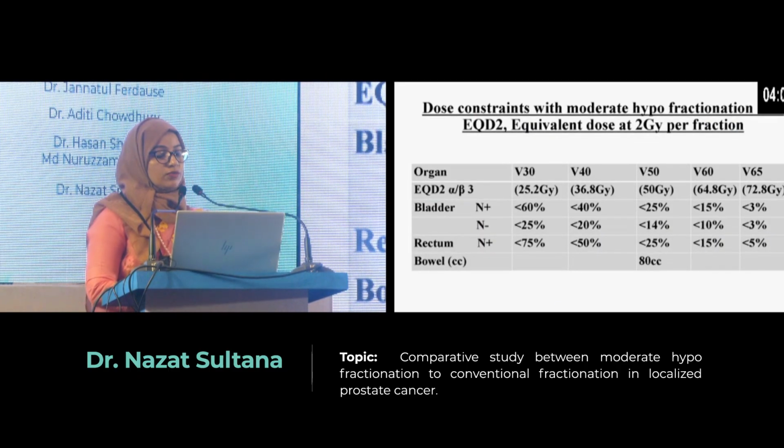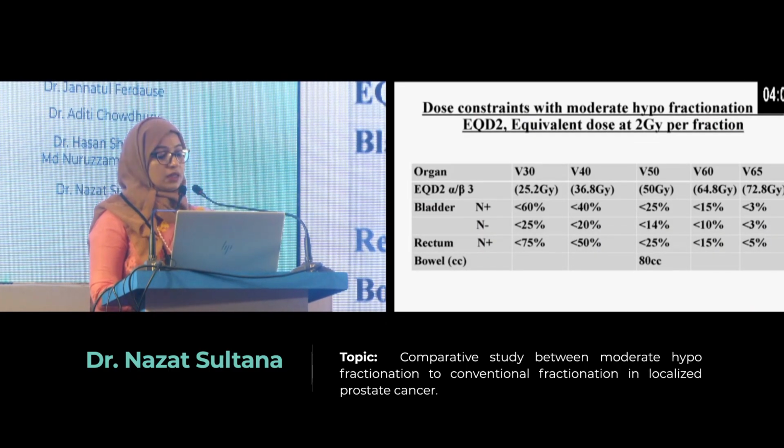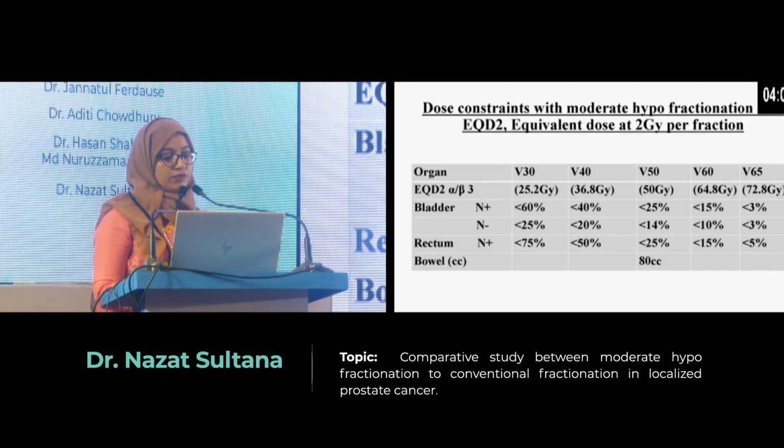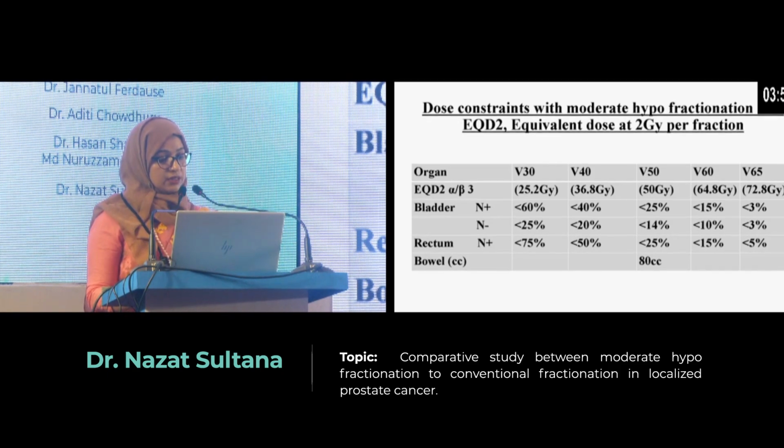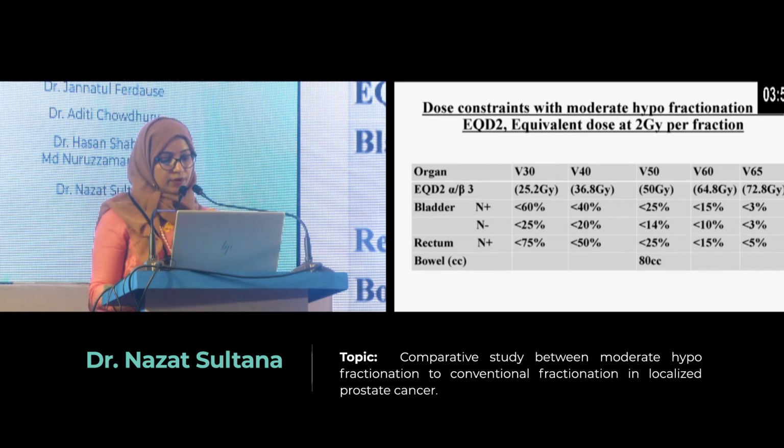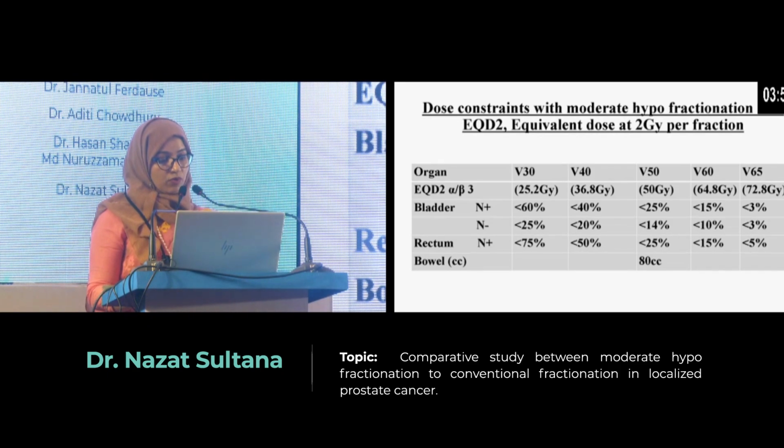The dose constraints for the moderate hypofractionation arm, used in EQD2, for bladder: if node positive, V30 was less than 60%, and in node negative cases V30 is less than 25%. In the rectum case, V40 is less than 50%, and for bowel, V50 is 80 cc volume.